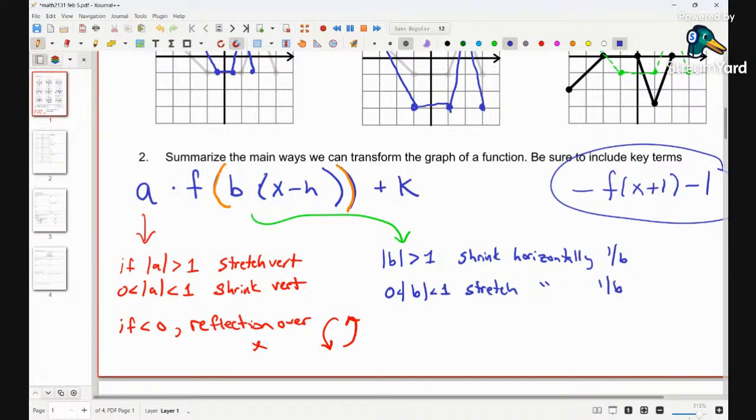Hear me out. With 1/2, we're going to associate a fact. It's a stretch by the reciprocal of a half, which is 2. We're stretching by 2. So this is 100% correct.